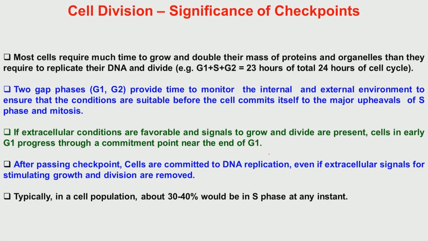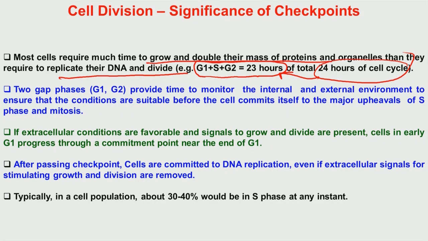So, most cells require much more time to grow and double their mass than they require to replicate their DNA and divide. To substantiate this point, there are some numbers mentioned here. So, total time taken in the G1, S plus G2 is 23 hours, and typically the cell cycle for any given cell type is 24 hours. So, it is more than 90% of the time a cell spends in G1, S and G2 phase.